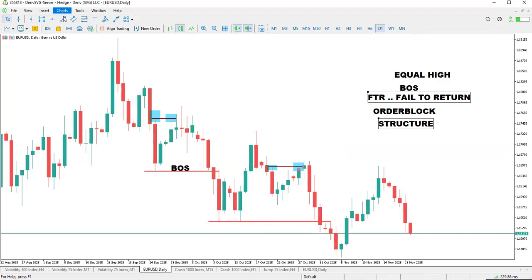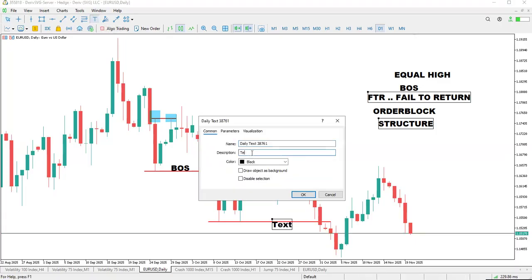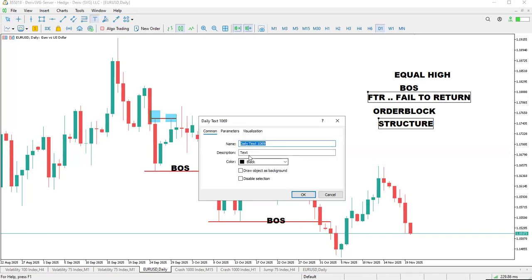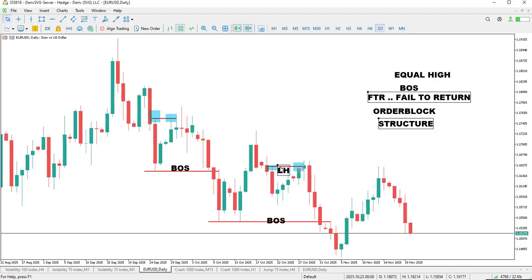Now, locate your break of structure here. Now, we have located your break of structure. Remember, we have defined your equal high, BOS. Now, the next thing you want to look out for is your fail to return, which is your FTR. Fail to return means that for the order block, they need to close 50% of their order block. So the market will try to pull back to mitigate the 50%, but it cannot pull back to that place. Because it cannot pull back, it will come and break the structure first.